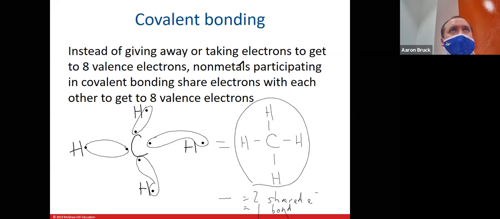So this is where we will pick up on Friday. We'll talk more about covalent bonding. I'll teach you how to draw simple structures like this one from the Lewis dots. And that'll pretty much effectively wrap up chapter 8 for us as well.